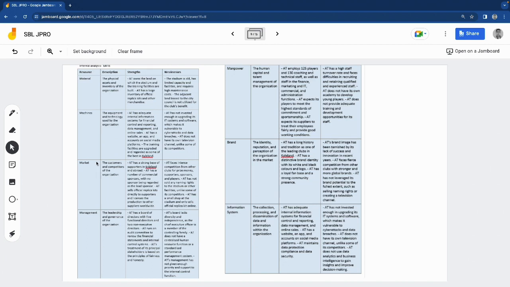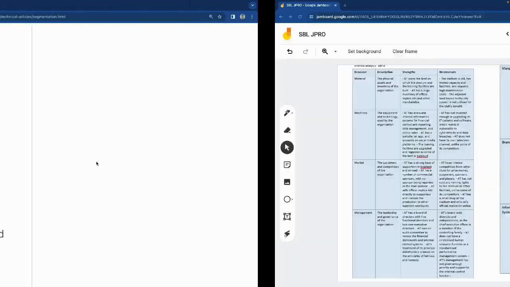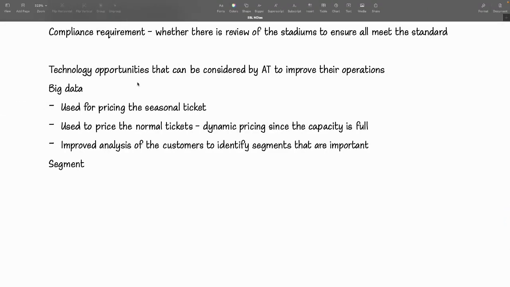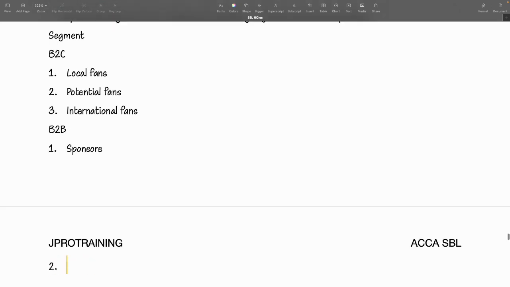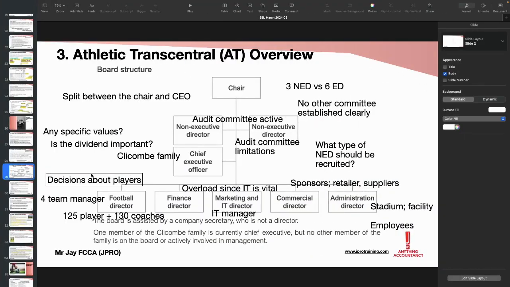But when we are talking about market segmentation here, let's be clear that this question is talking about B2C. So you have sponsors as one of your main ones. Okay, those are your major characters inside this company, remember?